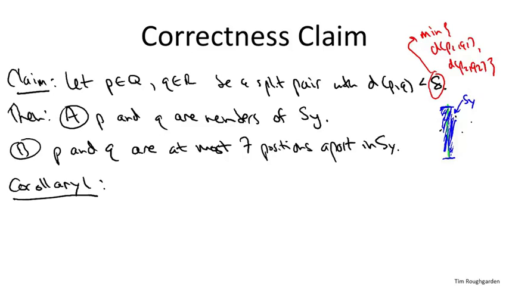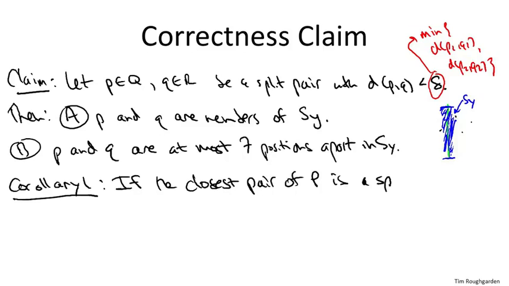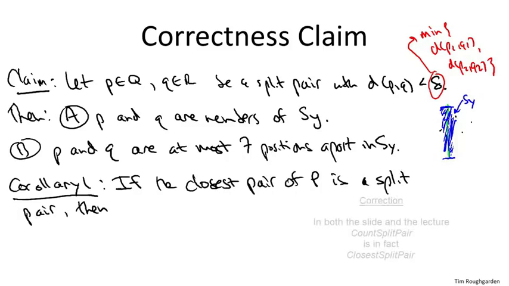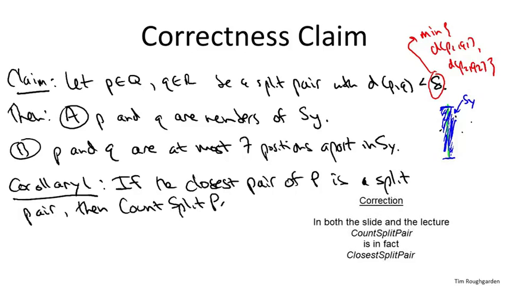Corollary 1 says, if we're in the unlucky case that we discussed earlier, where the closest pair in the whole point set P does not lie both on the left, does not lie both on the right, but rather has one point on the left and one on the right, that is, it's a split pair, then in fact the count split pair subroutine will correctly identify the closest split pair, and therefore the closest pair overall. Why is this true? Well, what does count split pair do? It has this double for loop, and it thereby explicitly examines a bunch of pairs of points, and it remembers the closest pair of all of the pairs of points that it examines.